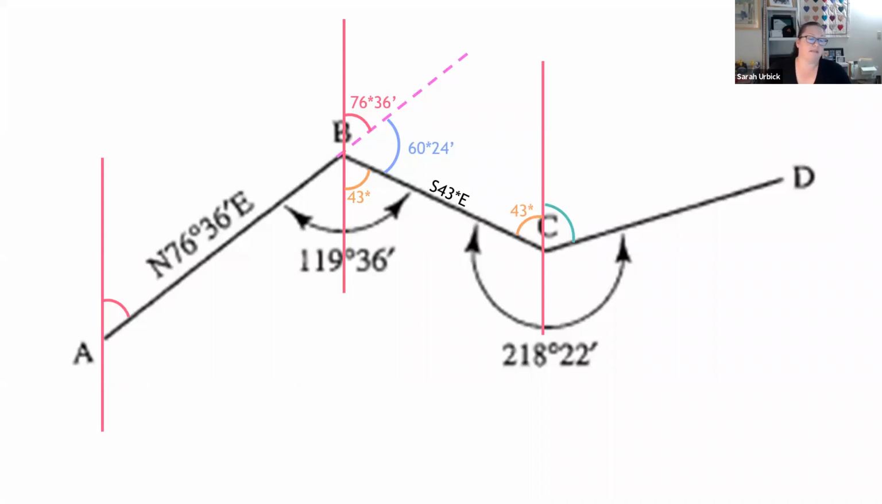Thank you for doing the math. 98 degrees, 38 minutes. What's wrong with that number if we're talking about bearings?